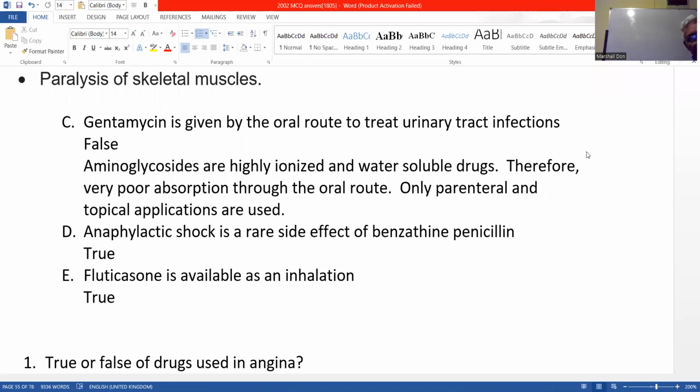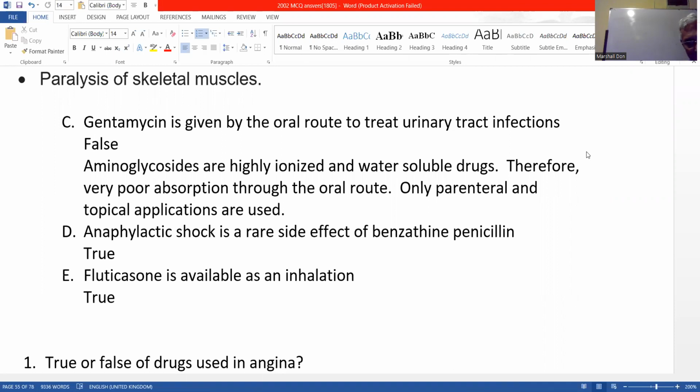Part C, gentamicin is given by the oral route to treat urinary tract infection. That is false because you can't give gentamicin orally. The reason is aminoglycosides are highly ionized and water-soluble drugs, therefore very poor absorption through the oral route. Only parenteral and topical applications are used.